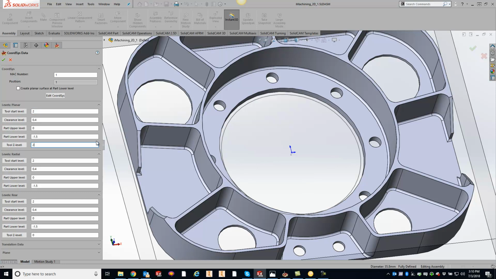So I just kind of wanted to show you guys that for the tip of the day today, because there's a lot of confusion that comes up every once in a while with the tool start levels and clearance levels and what they're doing in there.